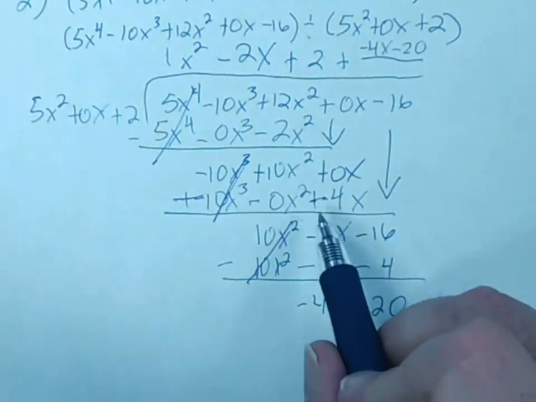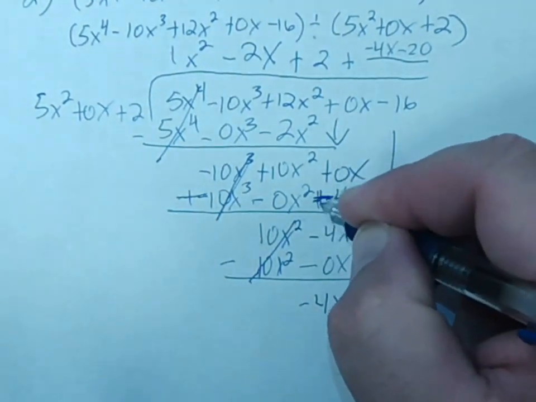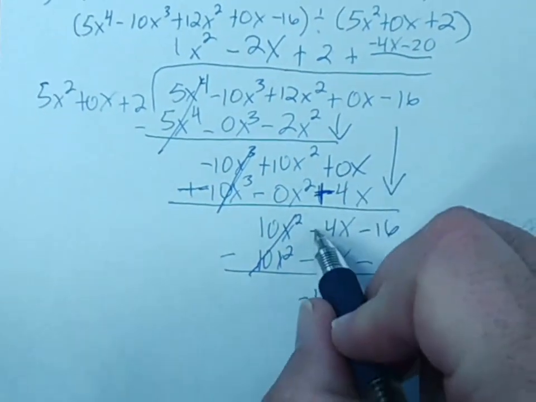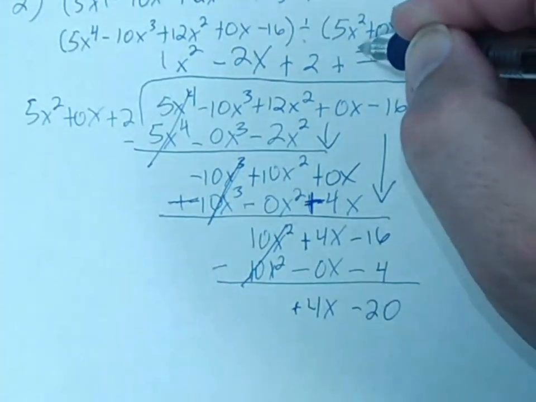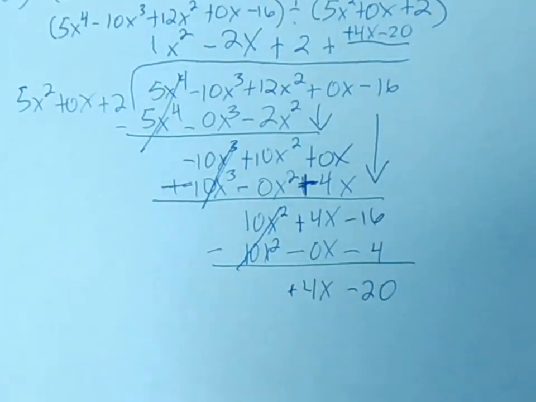I feel like I made a mistake here. This is two negatives that make a positive. So this should be positive 4x, which makes this positive 4x. My bad. Let's make that a little plus. The negative 20 is correct.